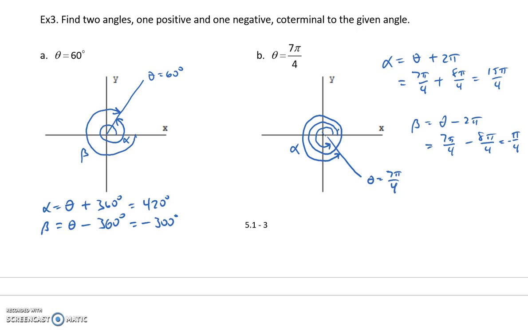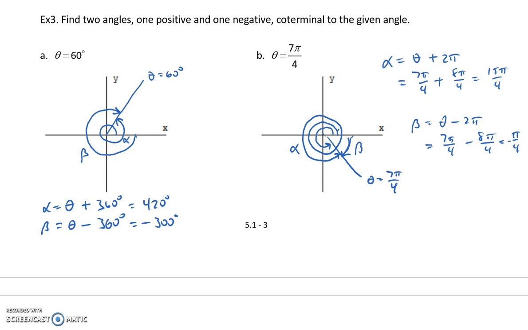That angle would be measured from the positive x-axis clockwise, be that angle right there. That would be our angle beta. Basically, you're talking about negative 45 degrees in degree measure. Okay, that angle is coterminal to theta. It shares the same terminal side, but it has a negative radian measure.